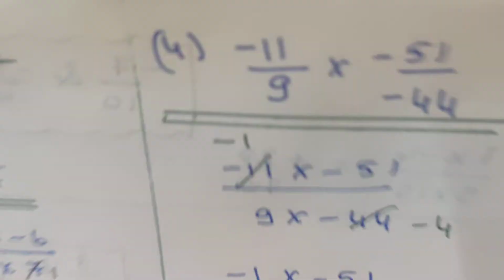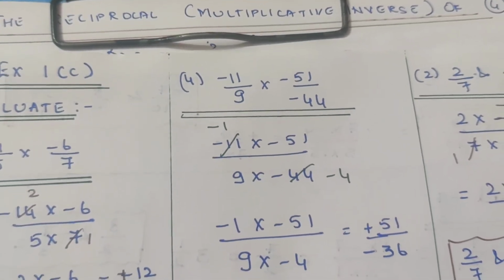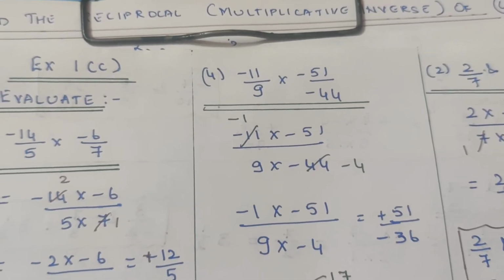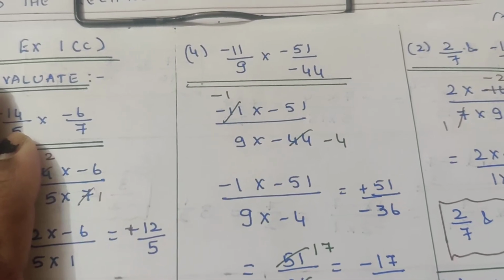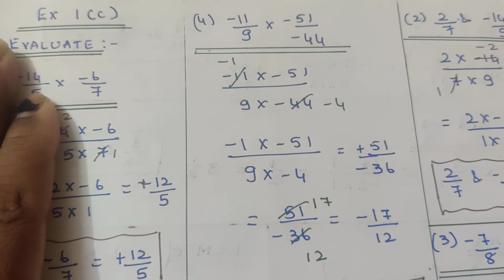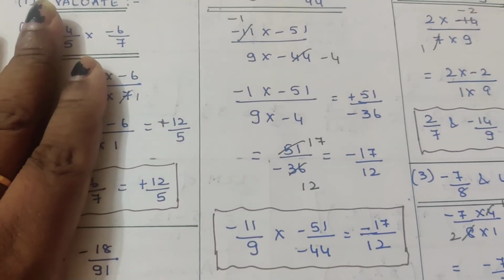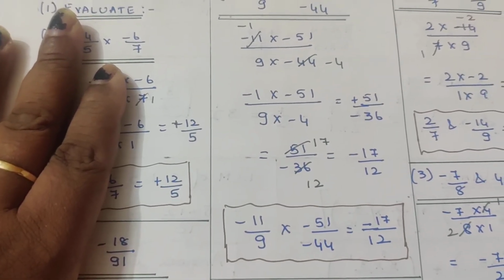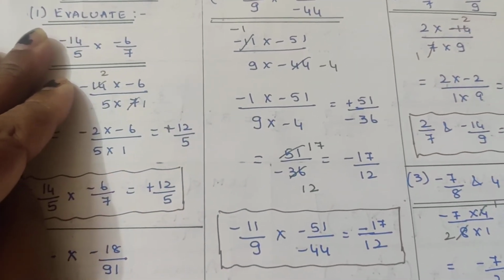Alright, let me move on to the fourth sum. Minus 11 by 9 into minus 51 by minus 44. That is equal to minus 11 into minus 51 by 9 into minus 44. Just see what I have done. It is minus 1 into minus 51 by 9 into minus 4, that is plus 51 by minus 36, that is nothing but 17 by 12. I'm just pausing for a few seconds. The answer is minus 11 by 9 into minus 51 by minus 44 is equal to minus 17 by 12. Just pausing for a few seconds.